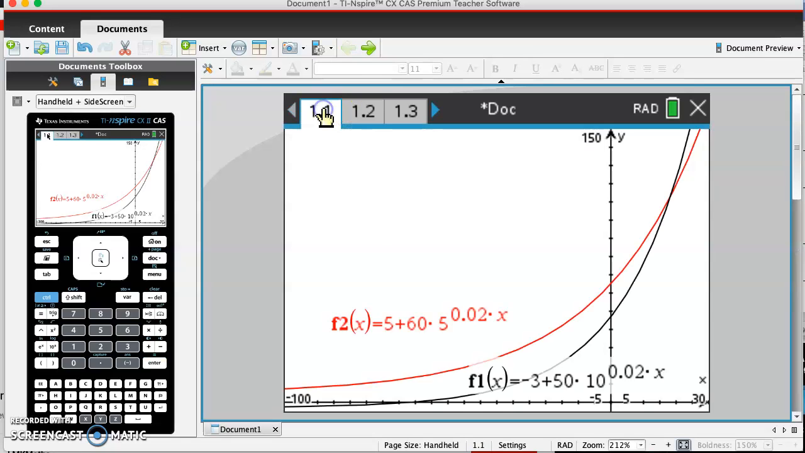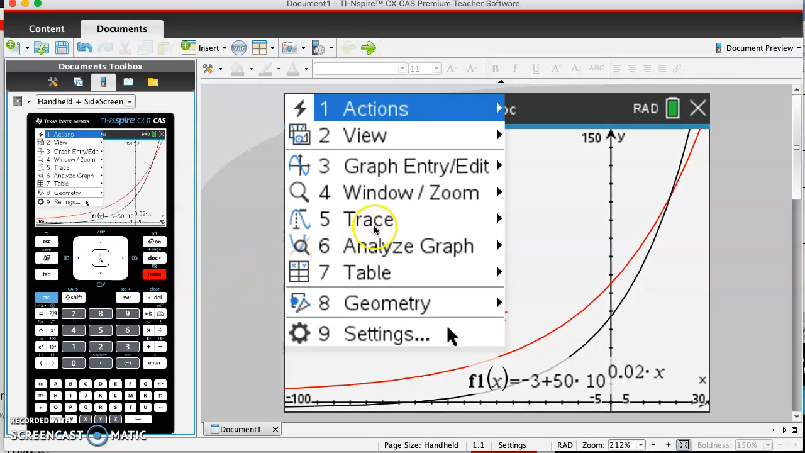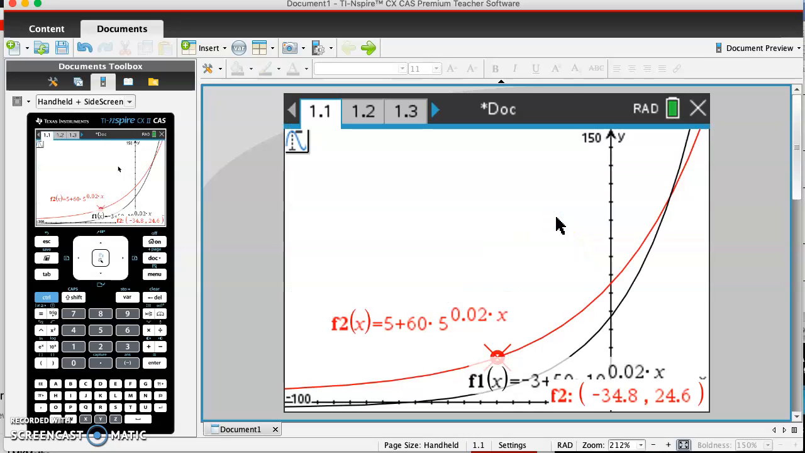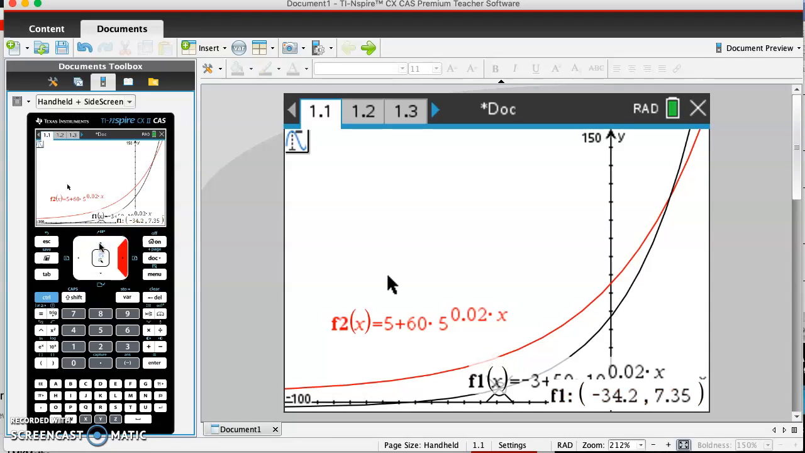If I go back to my original page, there's my function 1. I'm looking at that point there. I just check, Menu, Trace, Graph Trace. I want the other function, so I hit my up arrow, and now I'm going to move that across until it gets to my y-intercept. Yep, 47 is what we had for the y-intercept on the graph page as well.